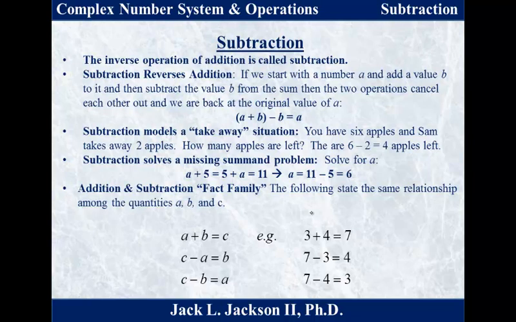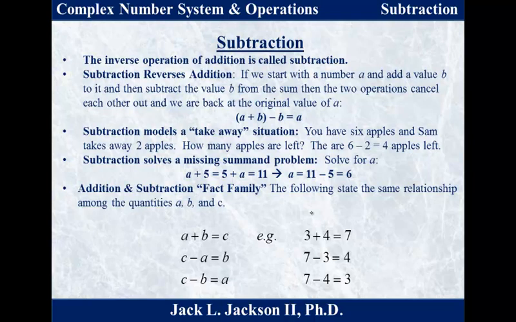The inverse operation of addition is called subtraction. So subtraction reverses addition. If we start with a number a and add b to it, and then we turn around and subtract b from that sum, then the two operations cancel each other out, and we're back at the original value that we started with. So a plus b first, then subtract b, you're back at a. Subtraction models a takeaway situation. So a simple real-world example is, you have 6 apples, and Sam takes away 2 apples. How many apples are left? There are 6 minus 2 equals 4 apples left.